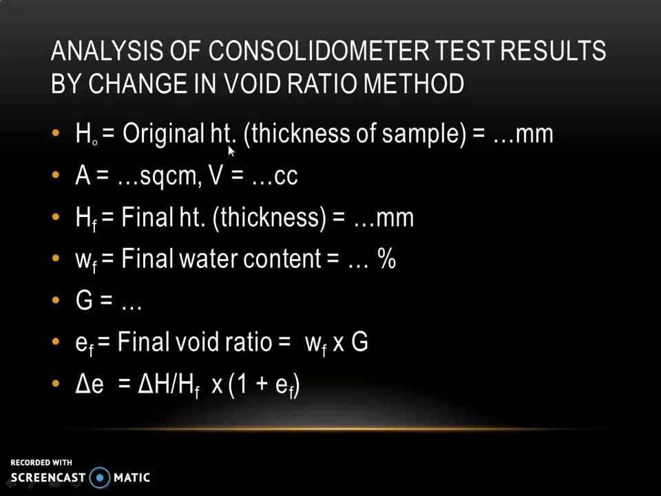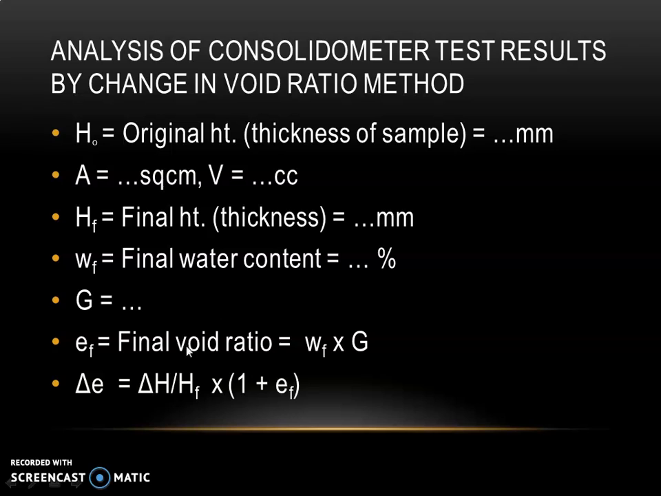H naught represents the original height, that is the thickness of the sample, which will be in mm. A is area, which is in terms of square centimeter. Volume is in terms of centimeter cube. HF is the final height of the soil sample, that is the thickness in mm. WF is the final water content, which is in terms of percentage. G is the specific gravity of the soil sample. EF is the final void ratio.